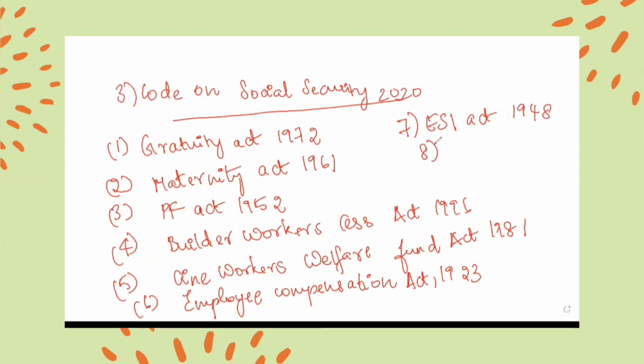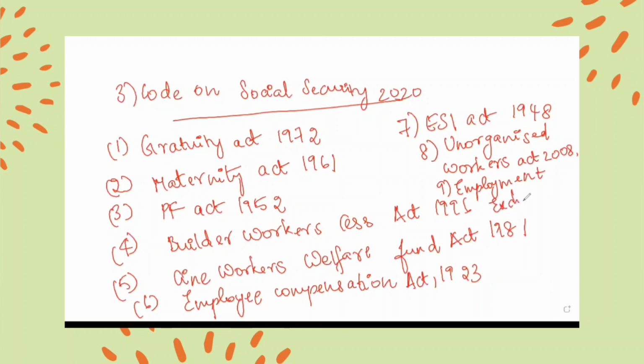And the next one would be the Unorganized Workers Social Security Act 2008. This year is very important. And the last one would be the Employment Exchanges Compulsory Notification of Vacancies Act 1959. So these 9 acts come under the Code on Social Security 2020.